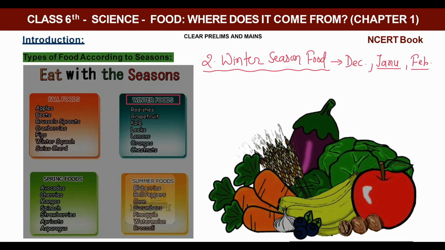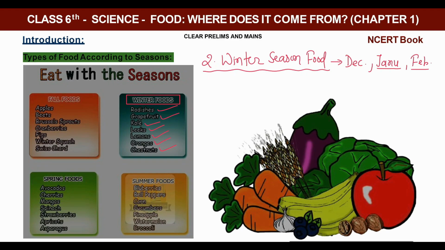During the winter we are getting radish, mooli, grapefruits. Kale is a kind of American kale. It is also in foreign countries, and it is very important. It's like gobi ka patta and all. And leeks, lemons, oranges. But in the present time, oranges are coming in many more seasons. Oranges are also very famous, and then chestnuts. So winter foods are like this.